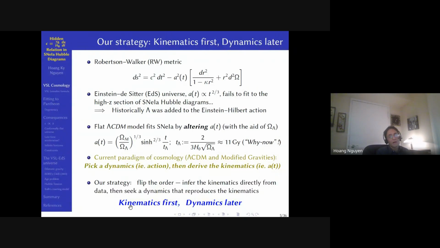What if we flip the order around? First of all, we infer the kinematics from the data. We let the data speak. Then after that, we will seek the dynamics. We find dynamics that reproduce the kinematics. So therefore, the order will be different. That is, we propose we find the kinematics first and dynamics later.